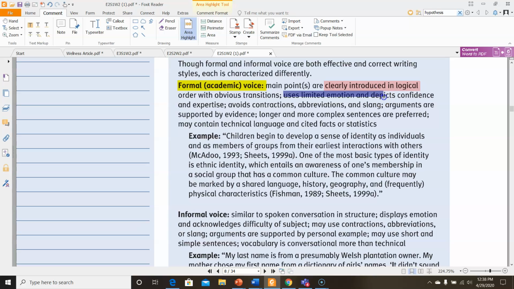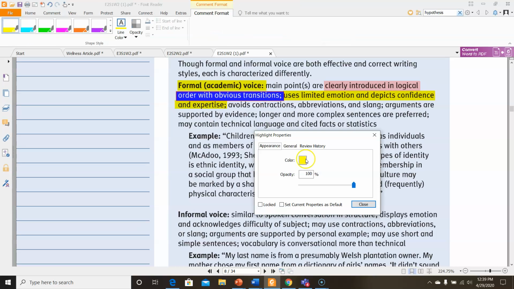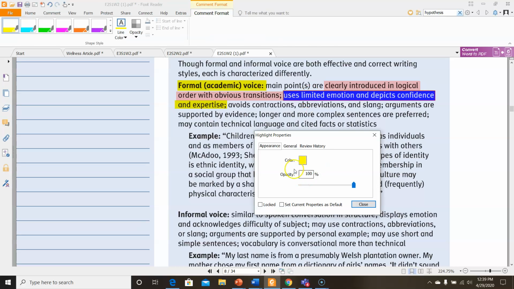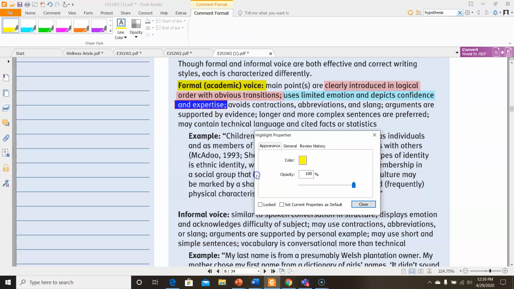Uses limited emotion and depicts confidence and expertise. Hold on. I'm gonna make this light pink too because it goes along with the first part. This one, I'm going to make it light blue. And then I'm gonna make this one match it.